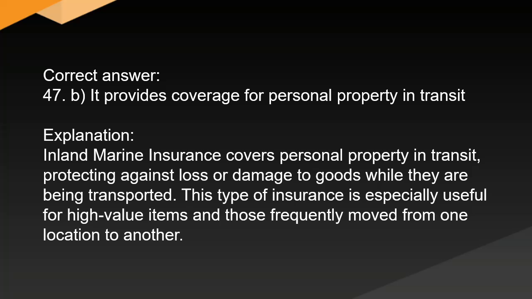Correct answer. B. It provides coverage for personal property in transit. Explanation. Inland marine insurance covers personal property in transit, protecting against loss or damage to goods while they are being transported. This type of insurance is especially useful for high-value items and those that frequently move from one location to another.